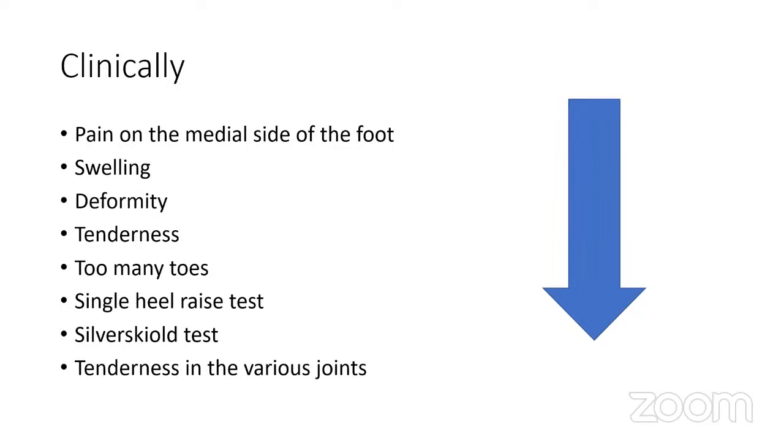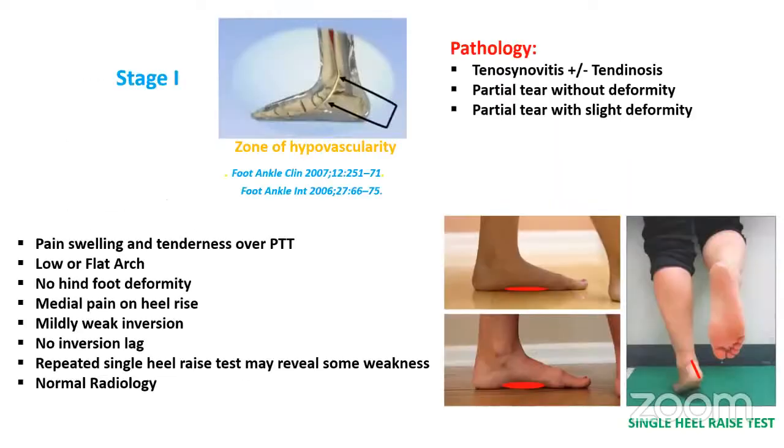Then we also look at the Silfverskiöld test, which is familiar to all of us, to check whether the tendo-Achilles is tight or if the tightness is coming from the gastrocnemius. And we also palpate for tenderness in the other joints of the foot. Once we have done this, and of course with all the imaging that we do, we can zero in and see where that patient lies.